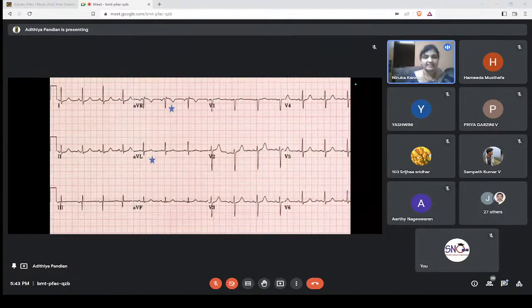Okay, this is what I said again. In AVR, you can see there is an inverted QRS complex and an inverted T wave.